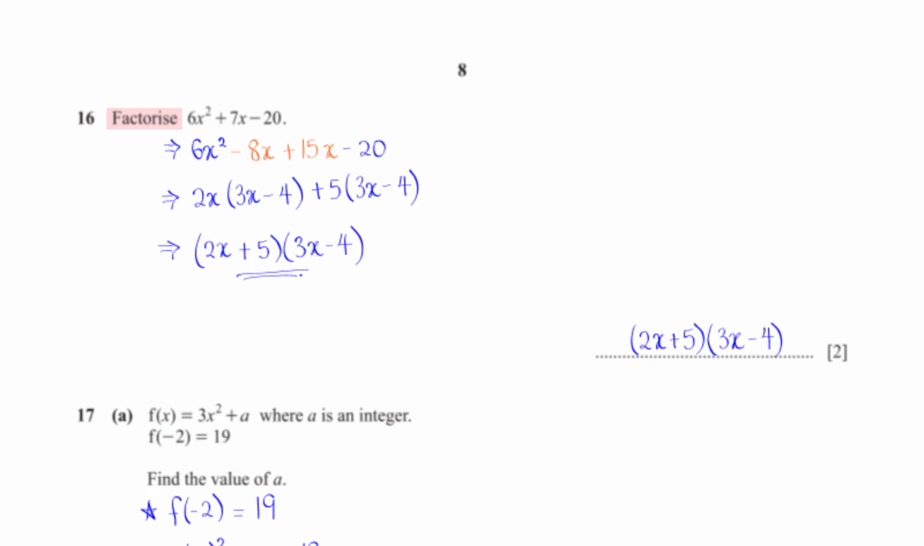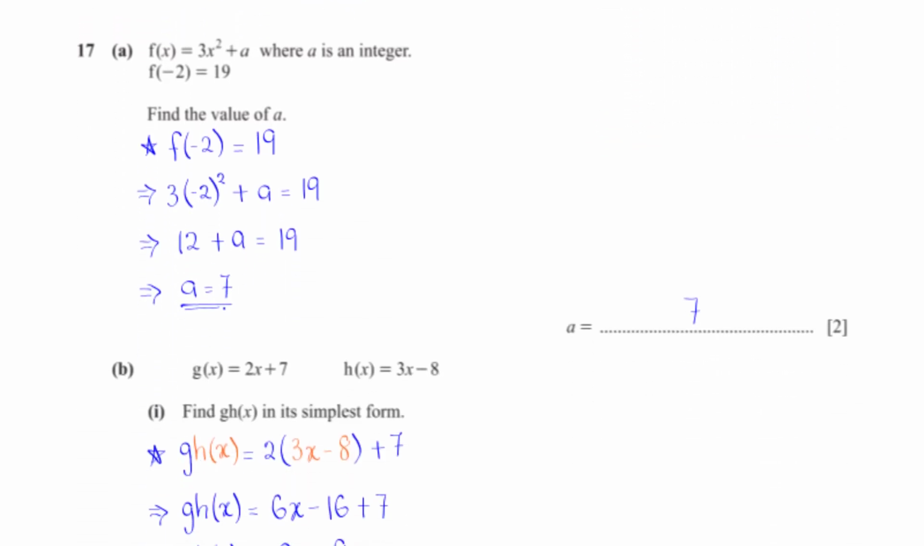Factorize 6x squared plus 7x minus 20. 7x can be rewritten as -8x plus 15x. For the first two terms, when we factor out 2x, we are left with 3x minus 4. And for the final two terms, when we factor out 5, we are left with 3x minus 4. And so this can be rewritten as 2x plus 5 times 3x minus 4.